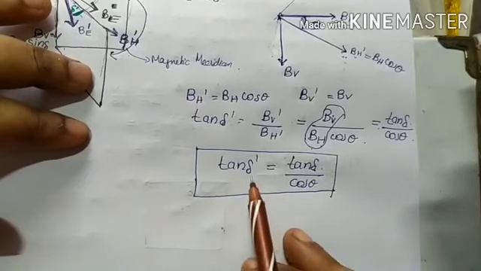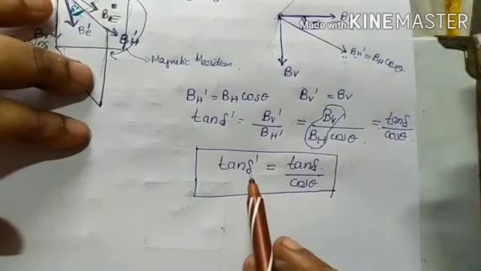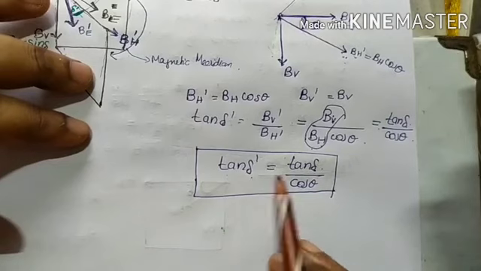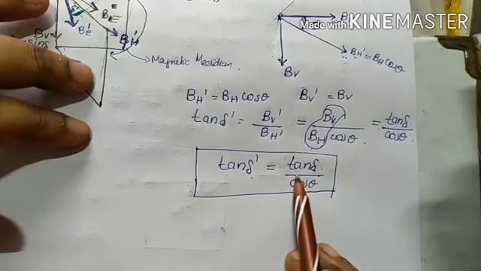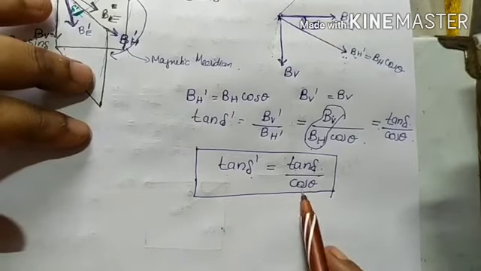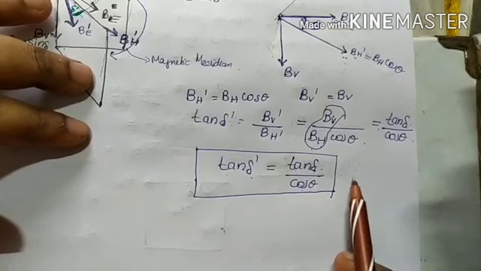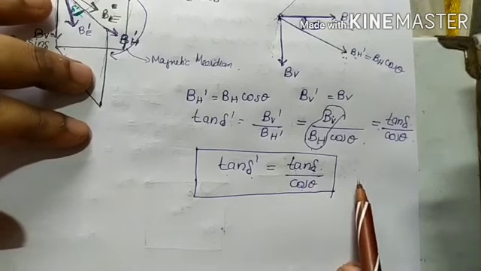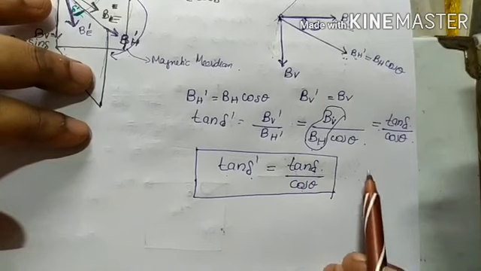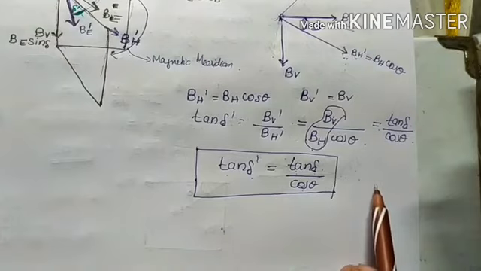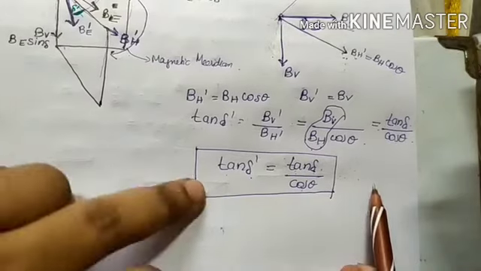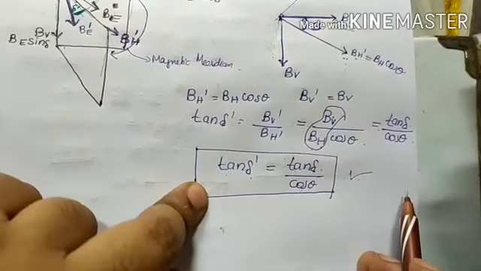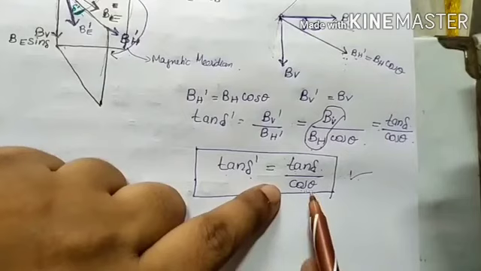So if either one of them is given in any problem, it is very easy. What is delta dash? The apparent angle. What is delta? The true dip angle. And what is theta? The angle between the planes. One plane is the magnetic meridian, and the other is a plane where the needle is indicating a false angle. Clear? I hope this much is clear, guys.